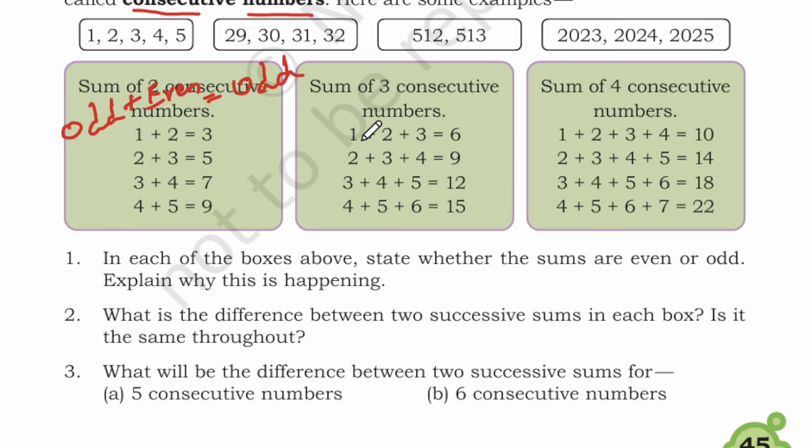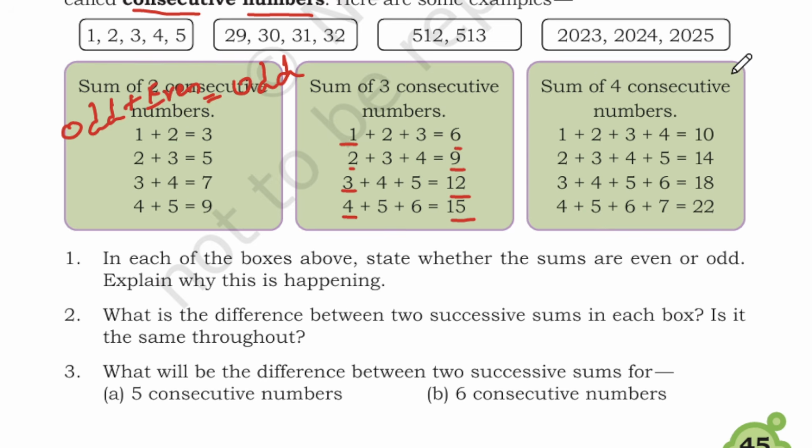Okay, if you see the starting number here, it is an odd number, but the answer is an even number. And here it is starting with an even number, the answer we are getting is an odd number. Here we are starting with an odd number, the answer we are getting is an even number. Likewise, starting with an even number, the answer we are getting is an odd number.